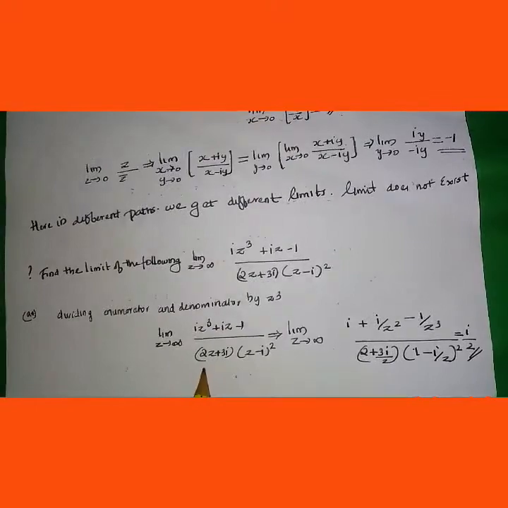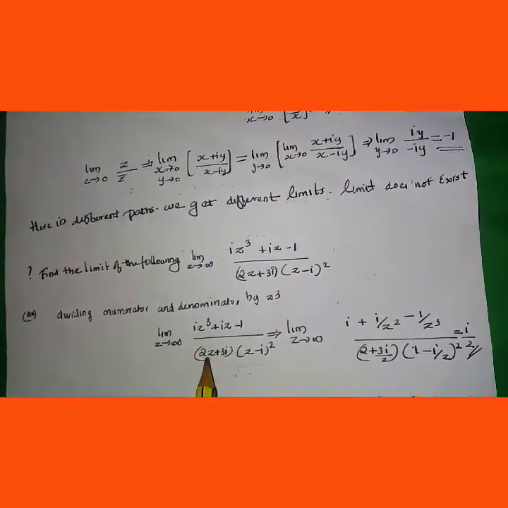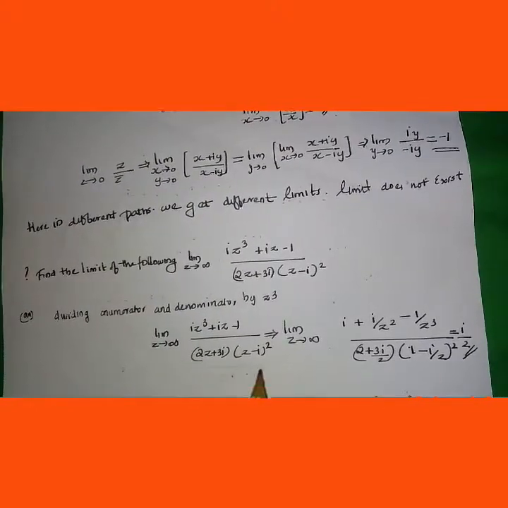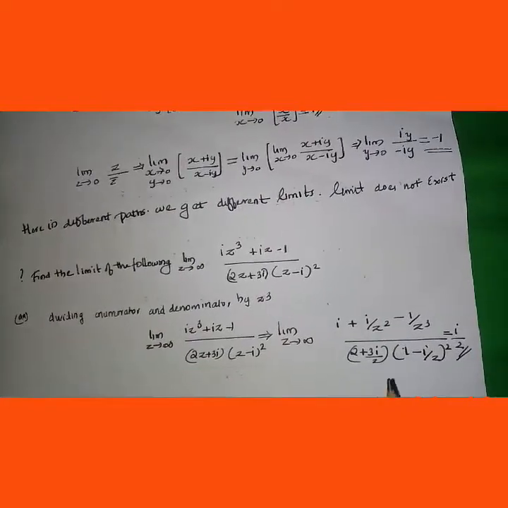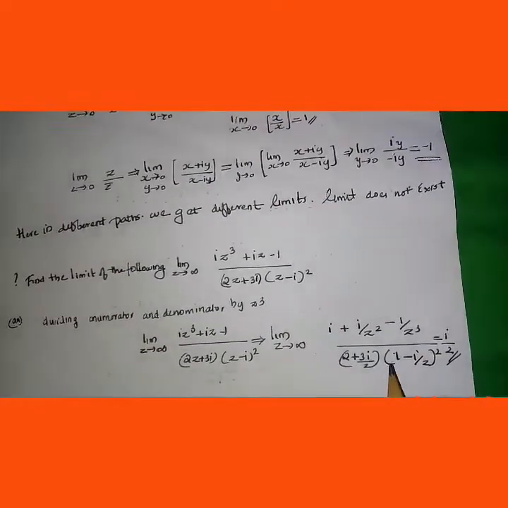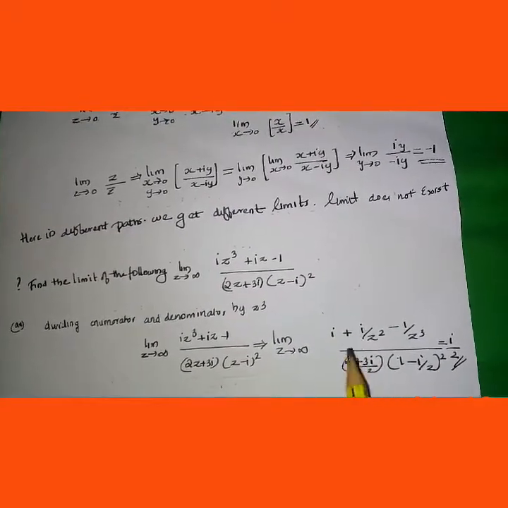Here also we can divide by z cube, that is 2 plus 3i by z into 1 minus i by z whole square. So here we put z tends to infinity, 1 by infinity is 0, so only the term remaining is i by 2. So we get the answer as i by 2.